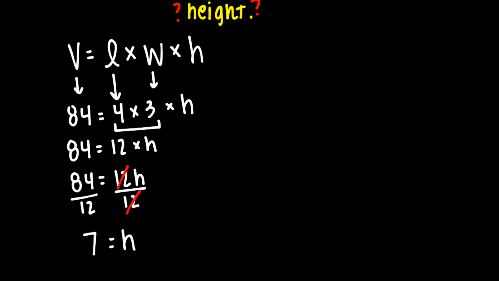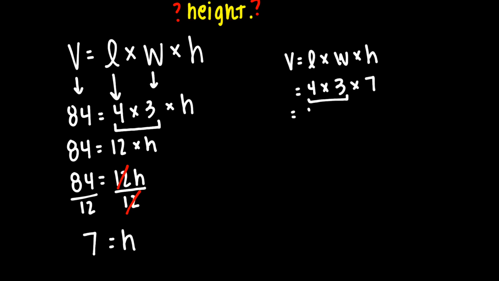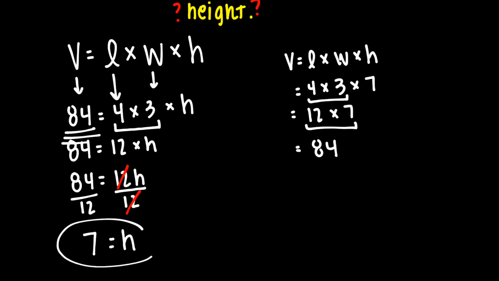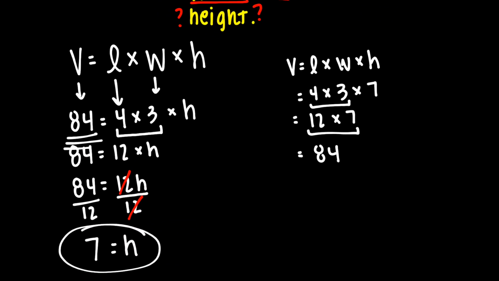I'm going to go ahead and check everything. So my volume is length times width times height. In order to do that, all you have to do, of course, is plug everything in. My length is 4, my width is 3, and my height I just found to be 7. 4 times 3 gives me 12 times 7, which does give me 84. And that is what my volume started out to be. So in this case, we do find that our height is 7 inches.